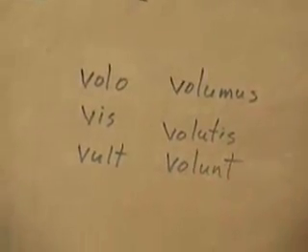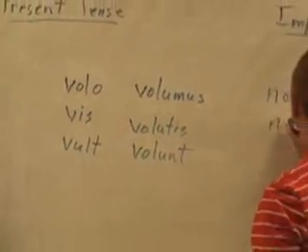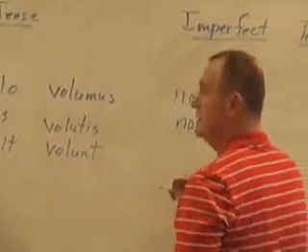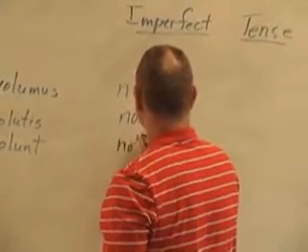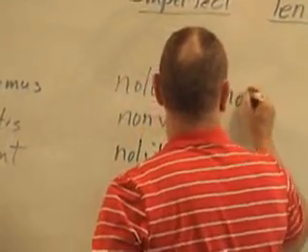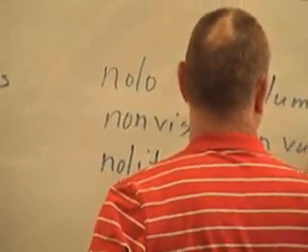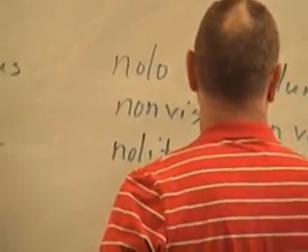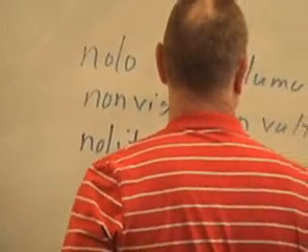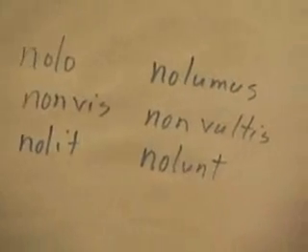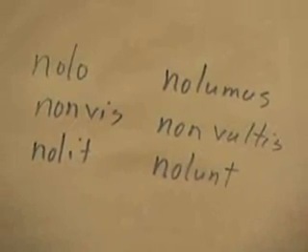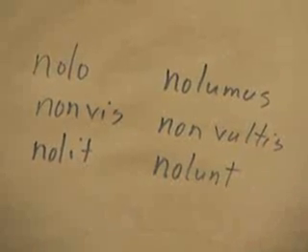Nolo gets even more weird. Nolo, non vis, non vult, nolumus, non vultis, two words, and nolunt. These must be memorized. And a good way to memorize them is to use them in your translations.